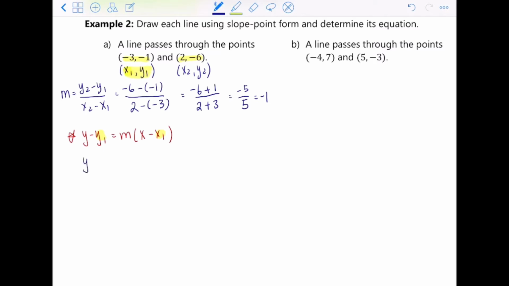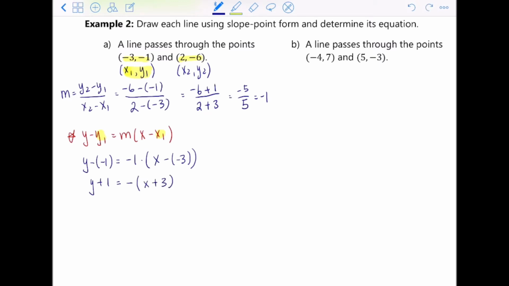So y we don't know, minus y1 is negative 1. Slope we know, slope is negative 1. x is just a variable, and x1 is negative 3. Okay, so let's simplify this. y plus 1 equals negative x plus 3.